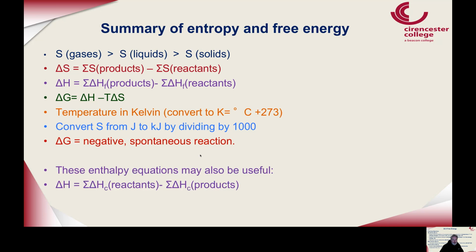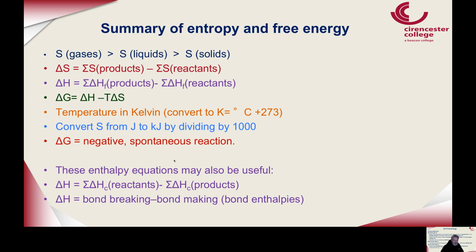These other equations may also be useful. If instead we don't have the formation data for our products and reactants, we might have the combustion data. If you're working out delta H of a reaction from combustion, it's delta HC of the reactants minus delta HC of the products, so the other way around to delta H formation.